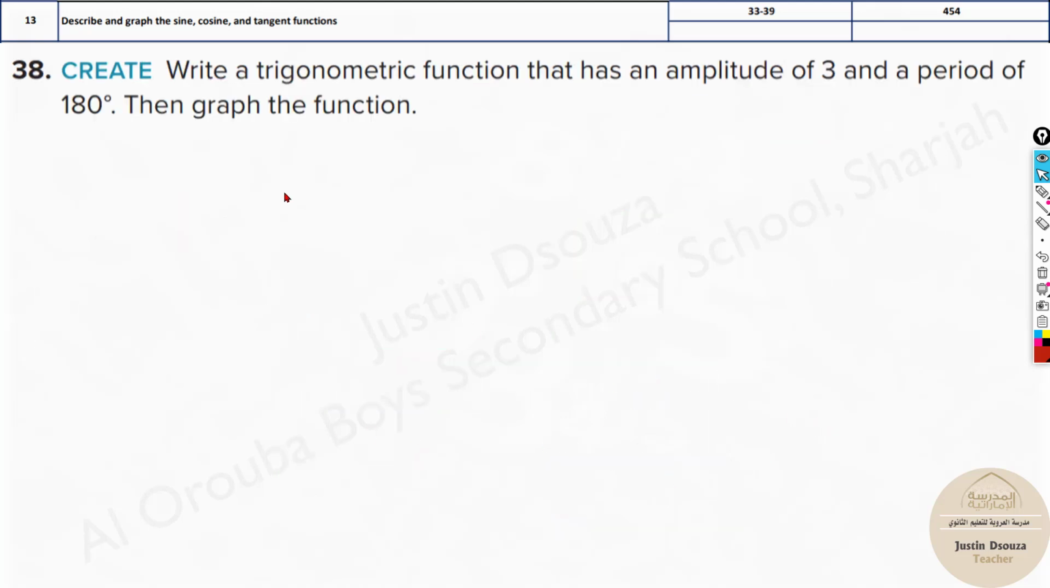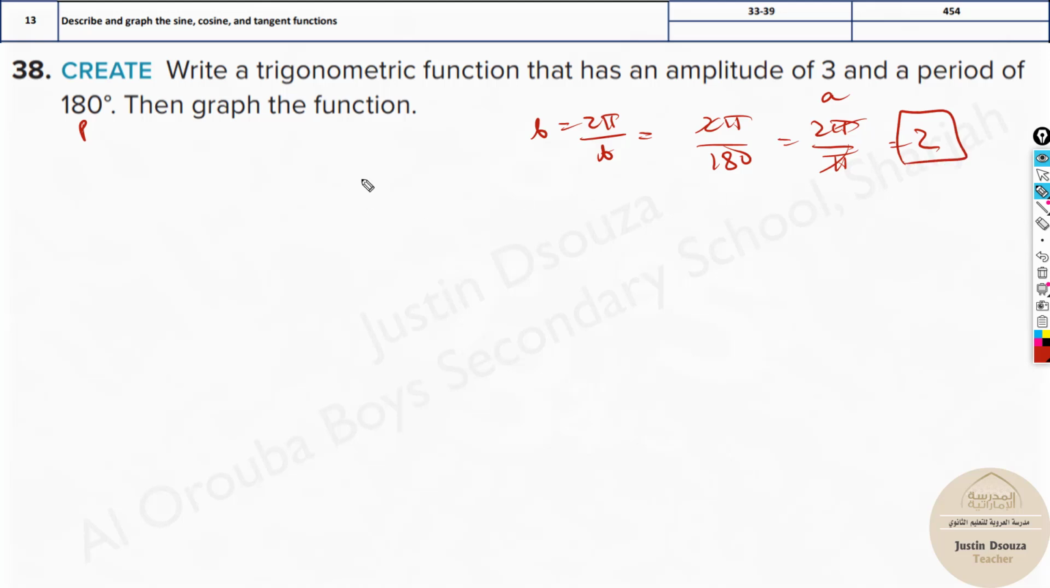Basic things. Now, write the trigonometric function that has an amplitude of 3 and a period of 180 degrees. Then graph the function. Very simple again. You have the a value. Period is given, so the b value will be 2 pi by period. So we will have 2 pi by 180. Now 180 degrees is basically pi, right? So I will write it as 2 pi by pi itself. This cancels, and the b value is just 2.